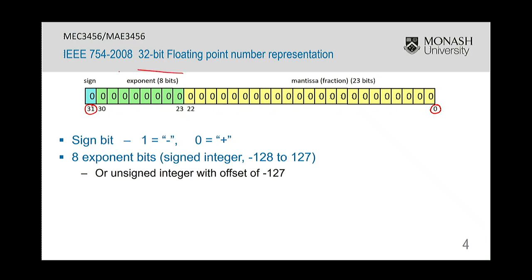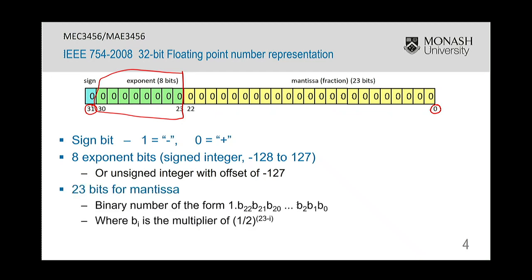The next 8 bits, the ones here in green, are the exponent bits. They are a signed integer that goes from -128 to +127, or sometimes it can be an unsigned integer which has an offset. In other words, it goes from 0 to 255, but implicit in the definition is an offset of -127. This is a binary number that stores the value of the exponent, and by itself is an 8-bit integer. Then the rest, the yellow bits here, are 23 bits for the mantissa.